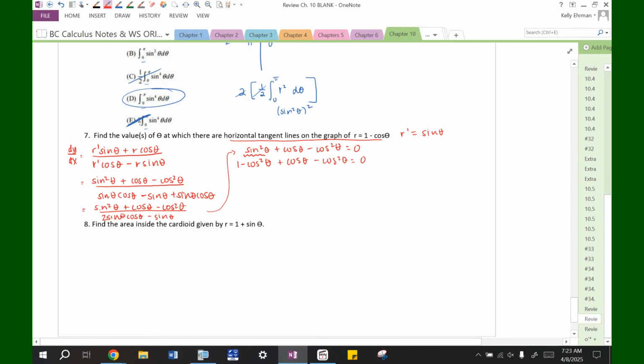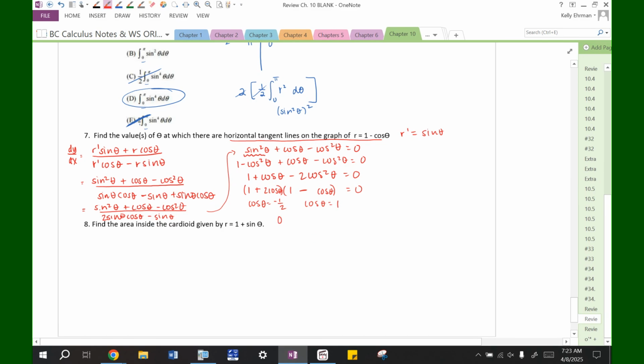Now we have this all in the same trig function, so it's like 1 plus cosine theta minus 2 cosine squared theta. You can factor a negative out of that if you want, or you can just start factoring it. It's got to be 2 cosine and cosine. We're trying to get positive cosine, so it's got to be plus 2 minus 1. And this means that cosine theta could equal negative 1/2, or cosine theta could equal 1.